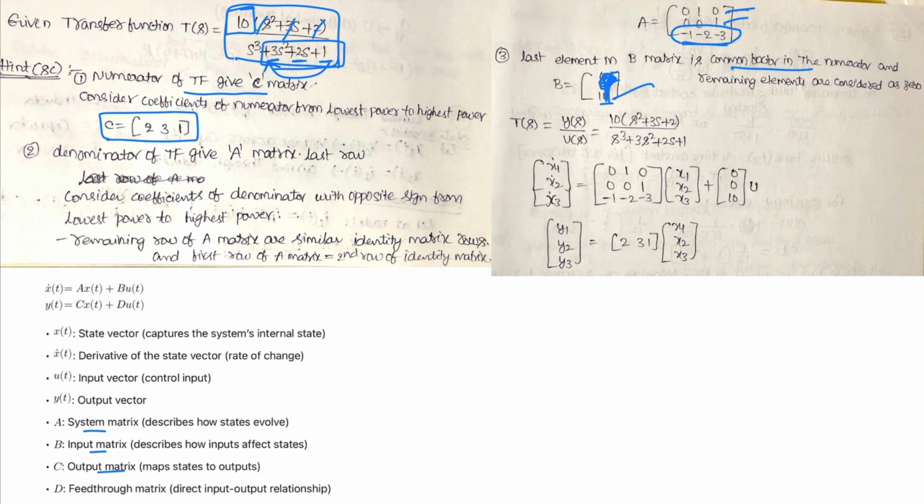B is the input matrix, A is the system matrix, and C is the output matrix. Output matrix elements are obtained from the numerator of the transfer function from lowest power to highest power. For the system matrix, the first two rows are elements of the identity matrix, removing the first row and starting from the second row, and the third row of the system matrix takes the elements from the denominator of the transfer function from lowest power to highest power. The common element in the numerator gives the B matrix, that is the input matrix.